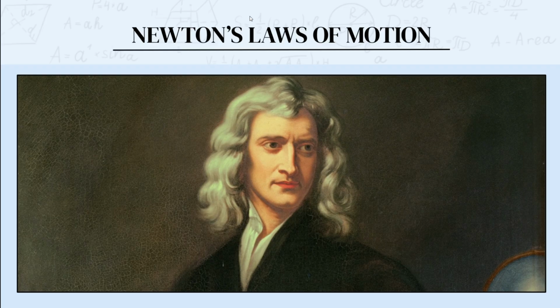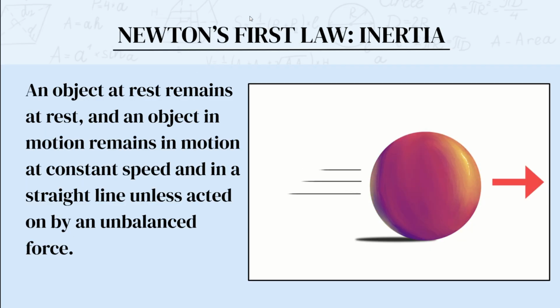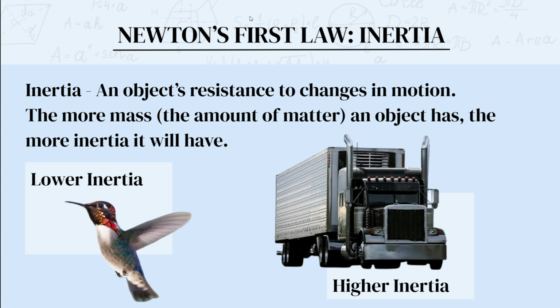Alrighty, so next we're going to focus on Newton's laws of motion. His first law is inertia. The direct definition of this is: an object at rest remains at rest, and an object in motion remains in motion at constant speed and in a straight line unless acted on by an unbalanced force.